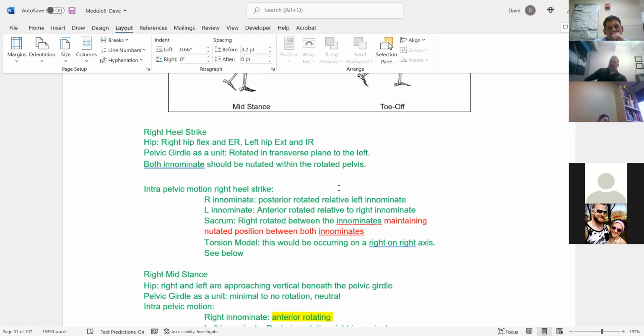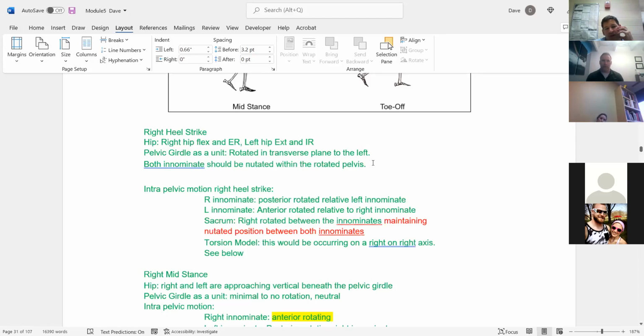But that's what should be happening on the heel striking foot. So as the foot is swinging forward, you should get a posterior rotation of the innominate. Yeah, and then we also talk about the pelvic rotation too. So in the transverse plane, you have the pelvis rotating to the left at this point.